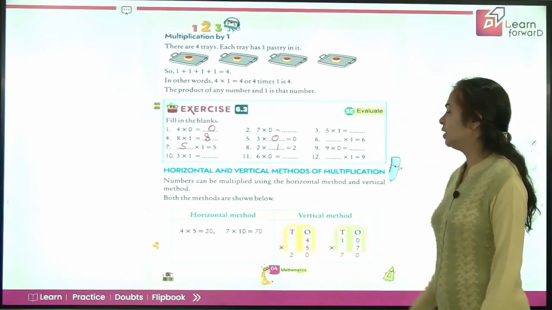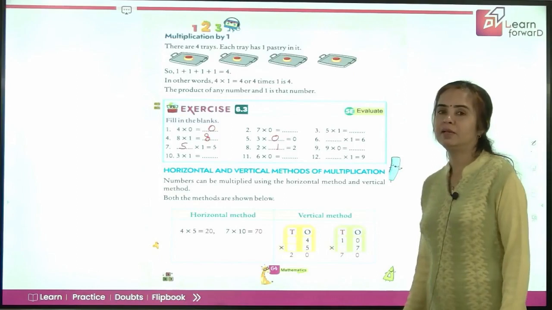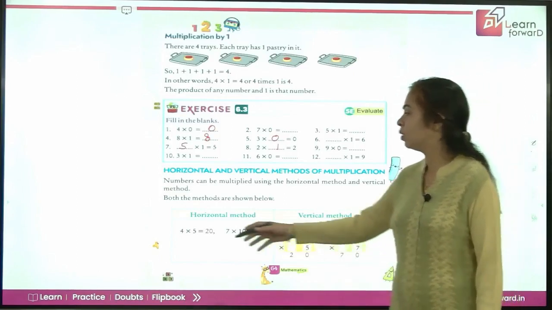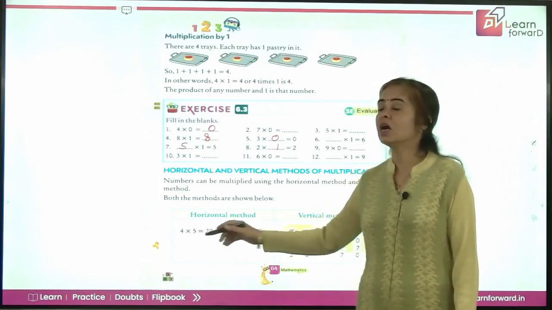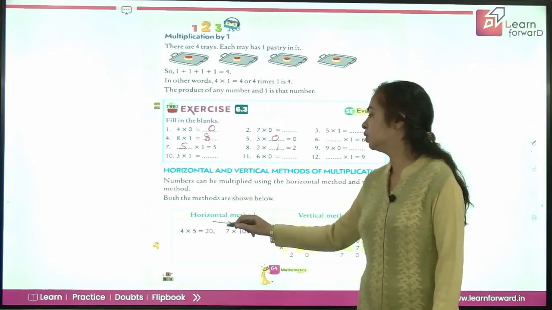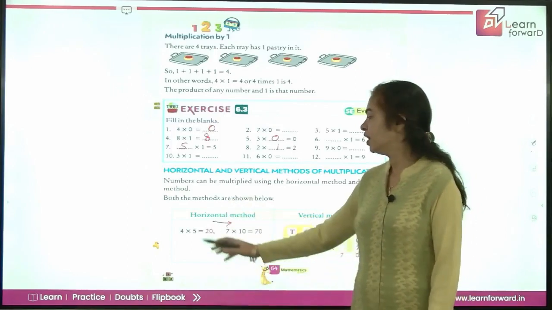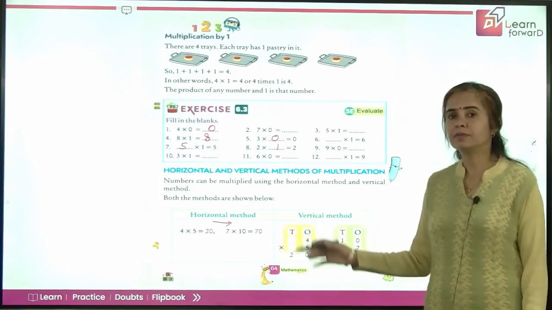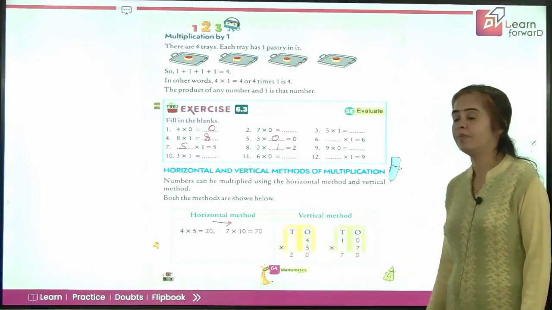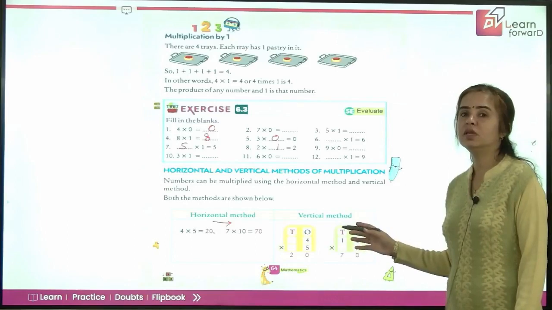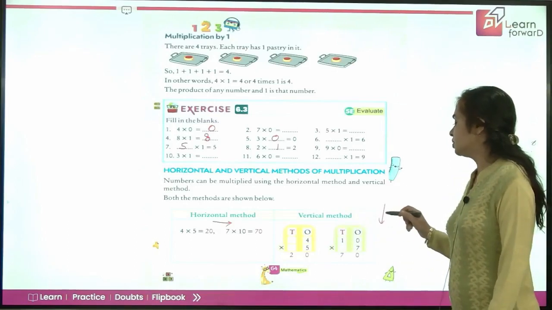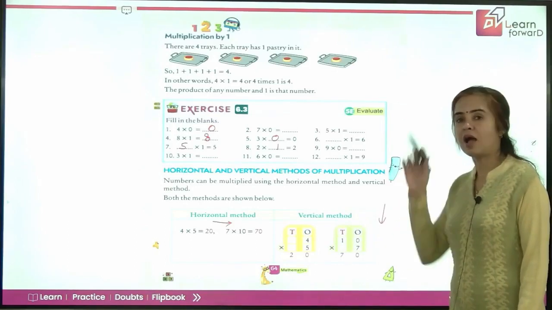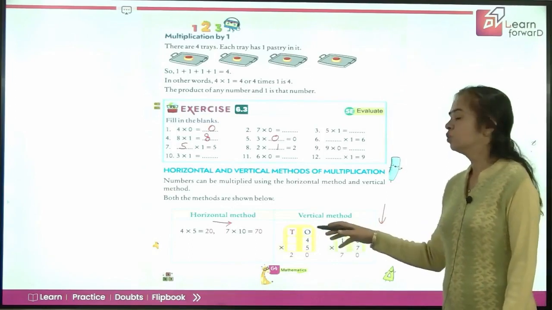Now, horizontal and vertical method of multiplication. When we talked about the tables, this is the horizontal method of multiplication. So we write 4 times 5 is 20, 7 times 10 is 70. There is still another method of multiplication that is called the vertical method. So vertical method is like writing in columns, up, down, right? So what do we do here?